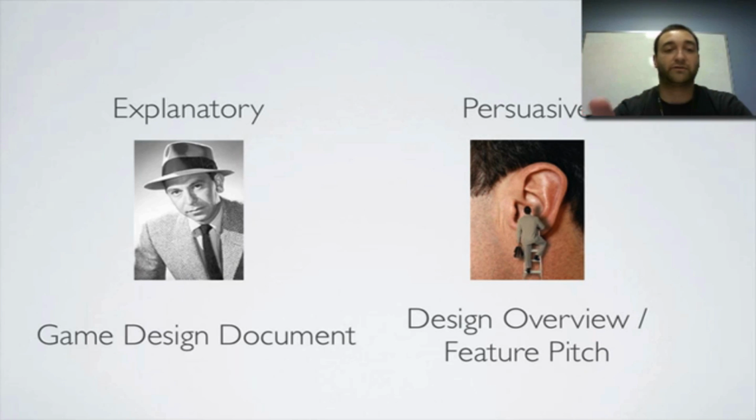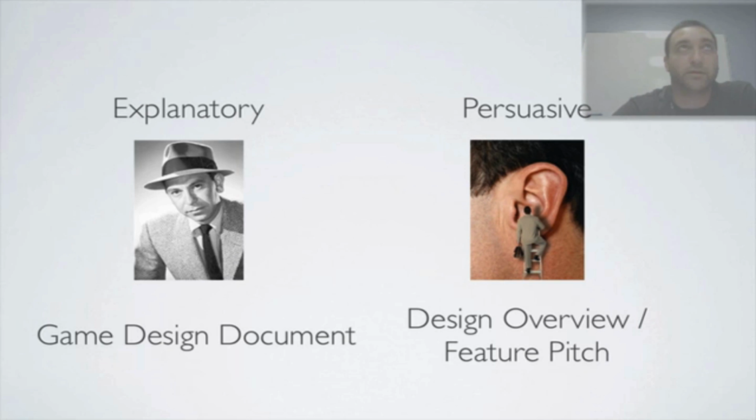So it's very important to understand which kind of document you're being asked to make. And many places will call both things a game design document. So instead of asking them which they would rather have, a game design document or a design overview, kind of understand what they want from you, whether they want something that's explanatory, that's we'll do this, then we'll do that, then we'll do the other thing, that's very rules based, or whether they want something that's more of an overview, that's more persuasive.